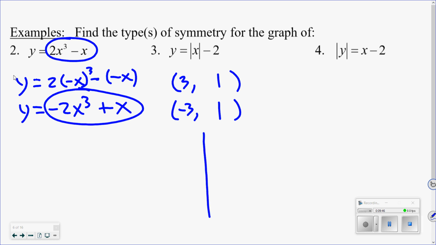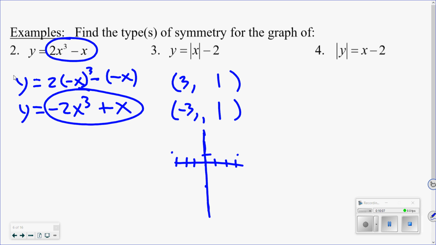And if you forget, just think about where those points are. I've got 3, 1, and I got negative 3, 1. Well, you can see that it's symmetric about that y-axis. Now again, that's informal. It doesn't guarantee that's going to happen, but you can try it with some more points and you'll see that that relationship keeps happening. Okay, so let's check number 4.